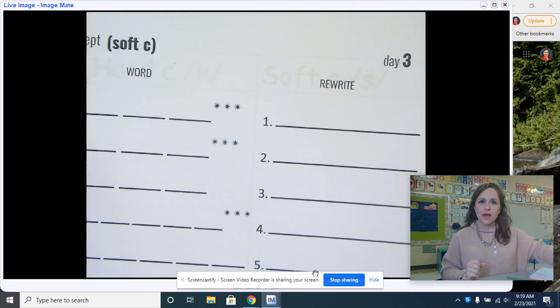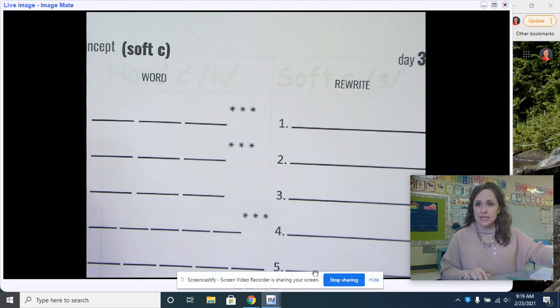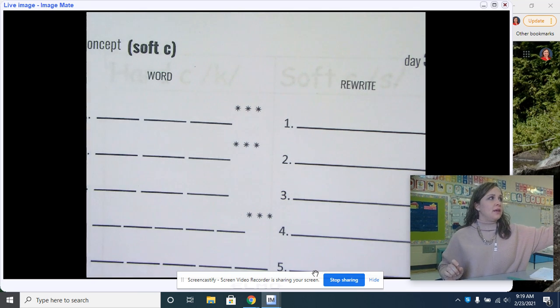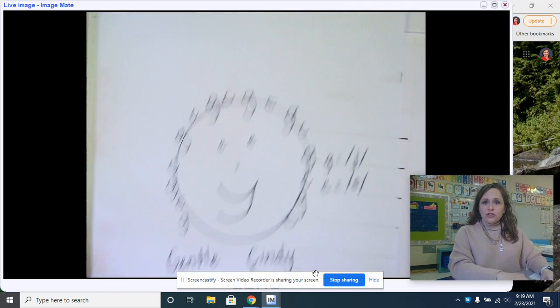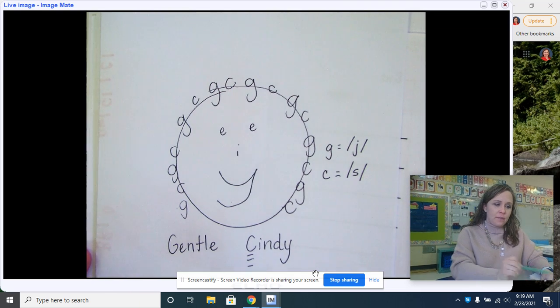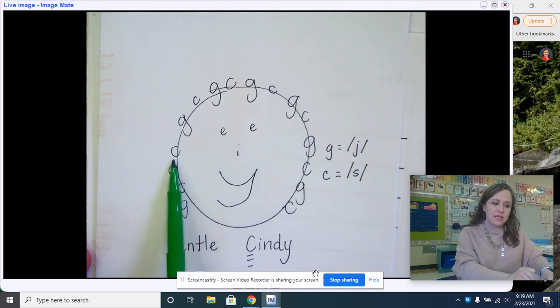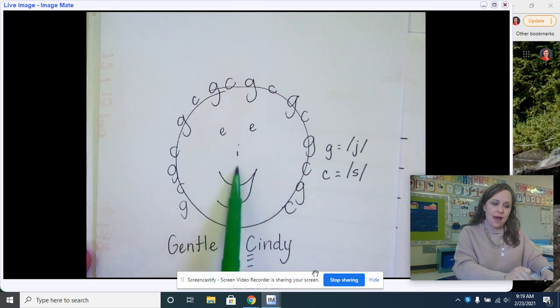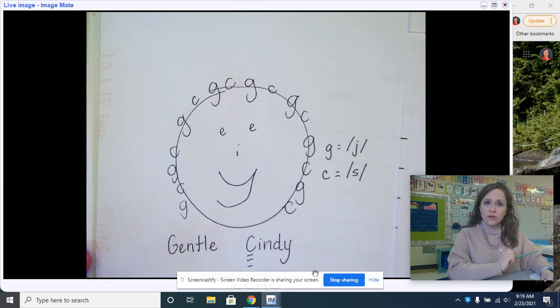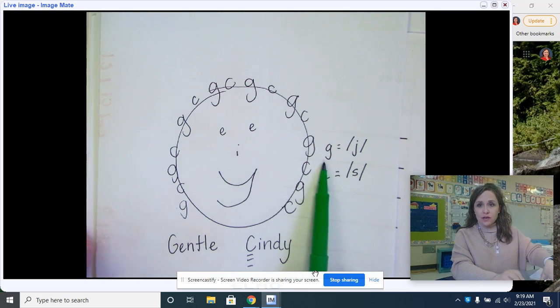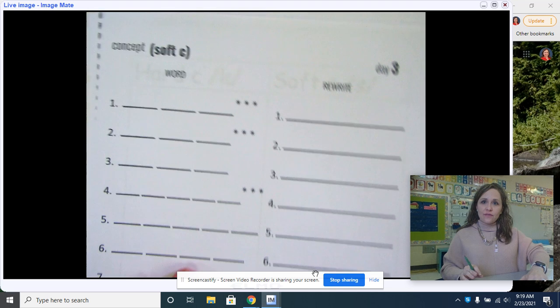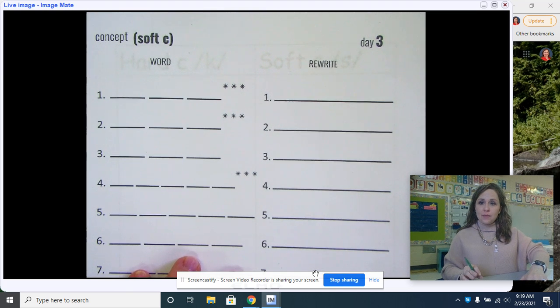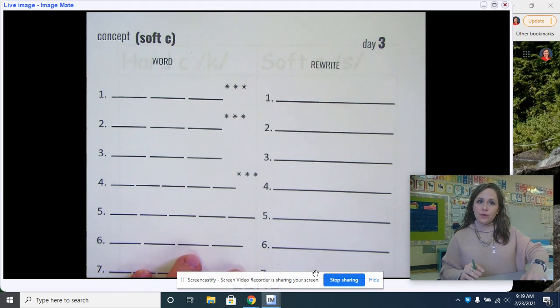Remember, we've been learning about how C can make the S sound, and we have used this little picture called Gentle Cindy to remind us that when C is followed by E, I, and Y, it makes the soft C sound. Next week, we'll talk more about the soft G sound, but I went ahead and drew Gentle Cindy for you. All right, find your day 3 paper or get a piece of notebook paper.